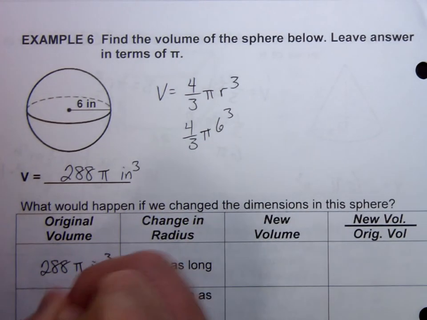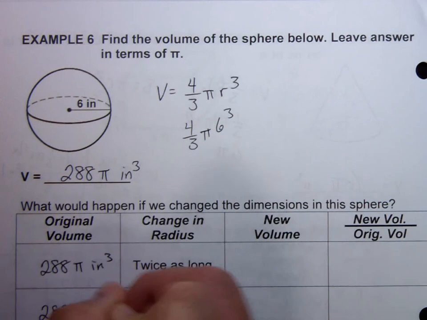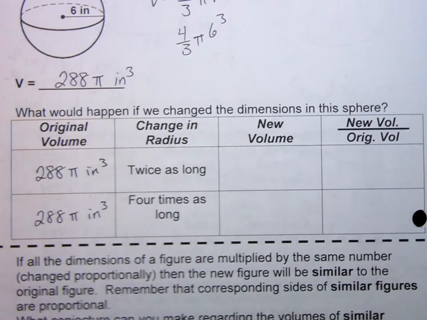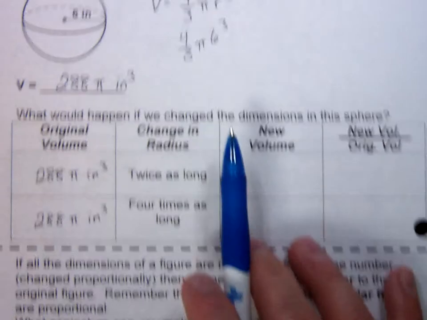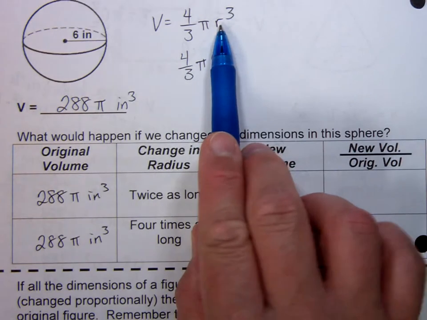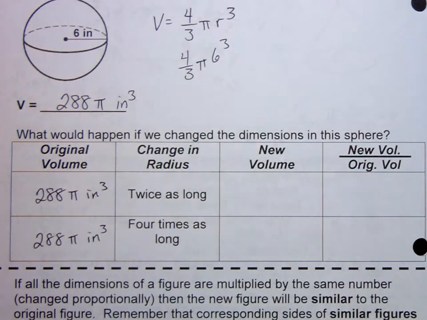We're going to find out what happens when we change the dimensions. Should be hopefully getting a good idea how this works. What would happen if we change the dimensions in the sphere? Well, again, that formula is real simple. There's only one thing to plug in, and that's the radius. Notice that the radius is cubed.